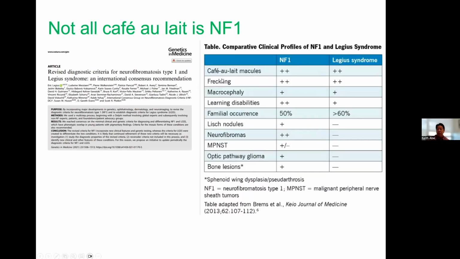So just as an FYI, sometimes they can make criteria. They can even have big heads. They might have some learning challenges, which are pretty common, but may not necessarily have NF1.